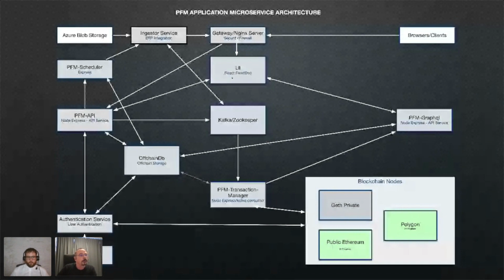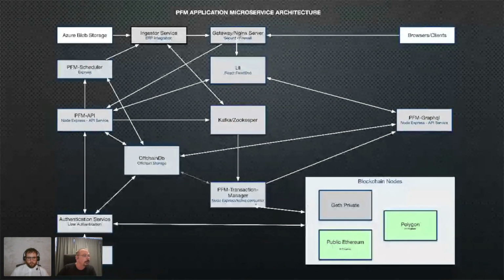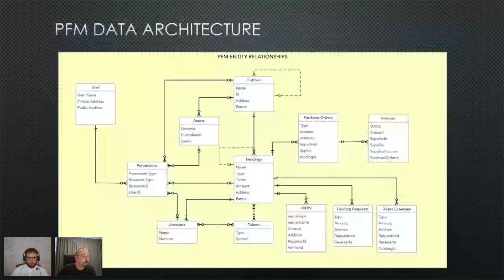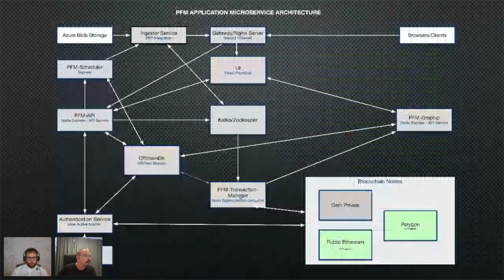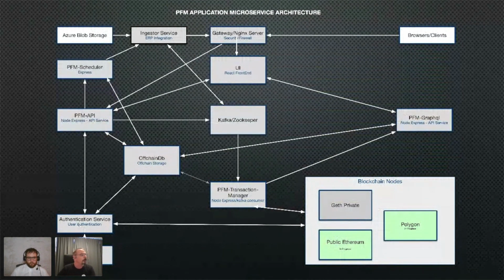We have a GraphQL service, which I guess renders data from our off-chain DB and our blockchain. And we have a transaction manager which handles the processing of transactions. We have an external authentication service, and OAuth. Right now we're using Auth0, but that is easily switchable for any OAuth compatible type of service.